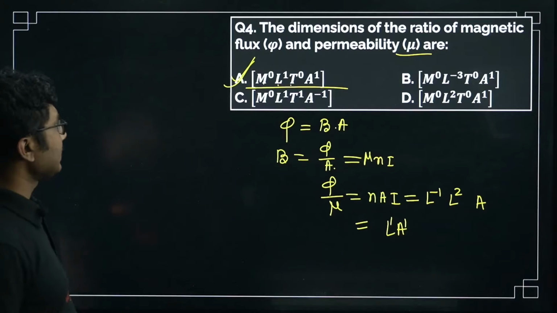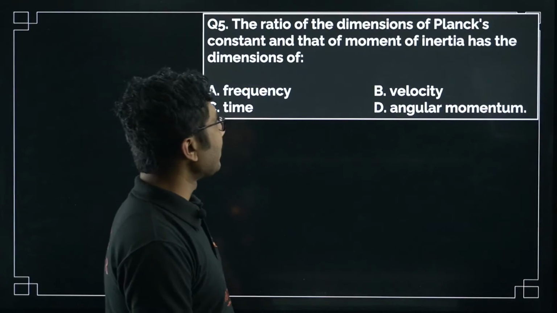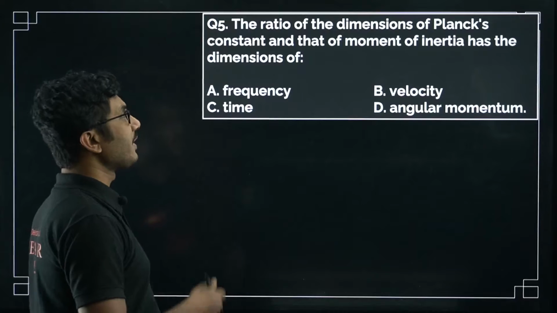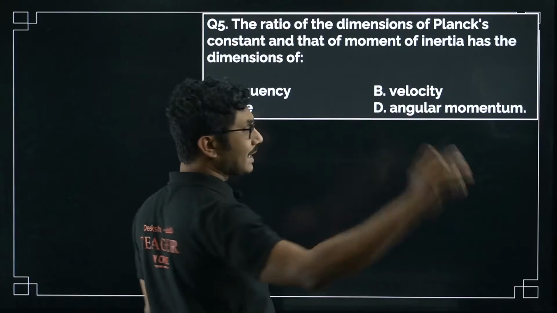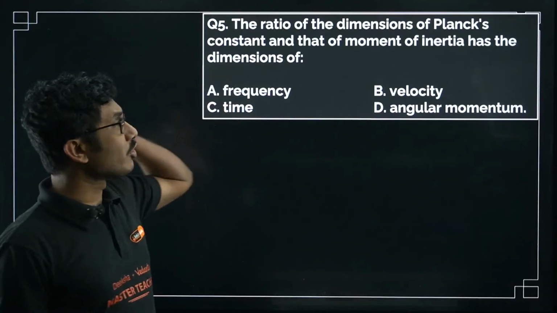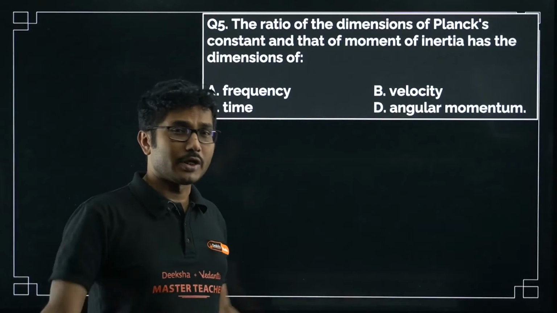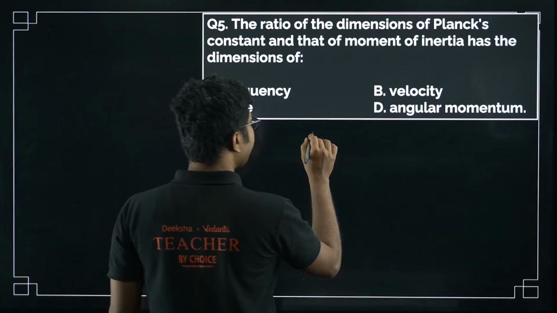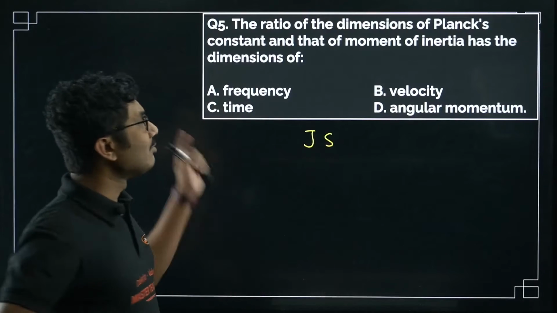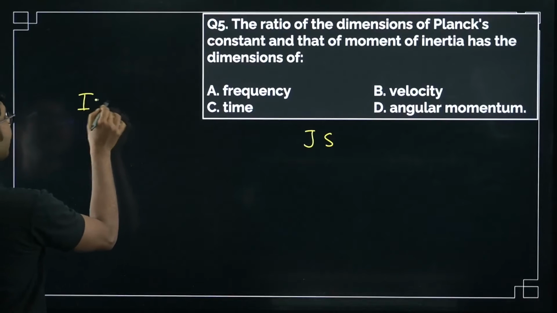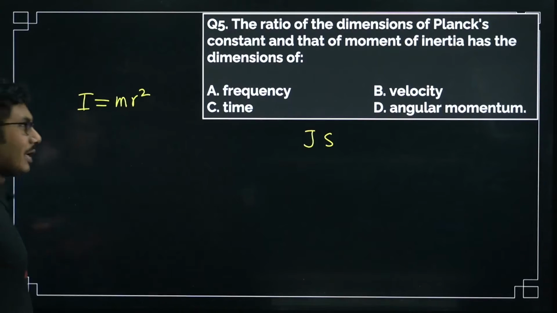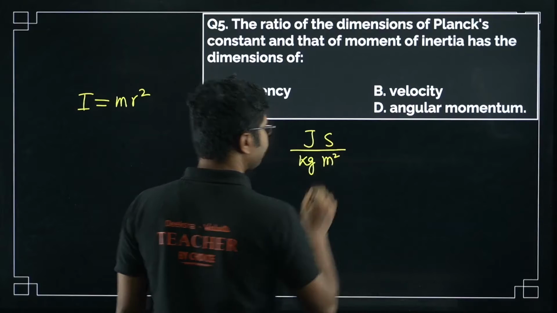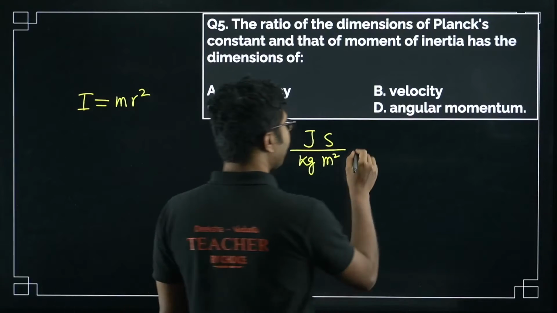Okay. Now next question. The ratio of the dimensions of the Planck's constant and that of the moment of inertia has the dimension of. So this type of questions are very common. Planck's constant, now in some cases you don't know any relationship between Planck's constant and moment of inertia, two completely different quantities. So in that case, if you remember the units, that will be very helpful. For Planck constant, unit is joule into second. Okay, and moment of inertia I equals m into r square, right? So m into r square means kg into meter square. Okay, so in this case it will be very helpful if you remember the units.